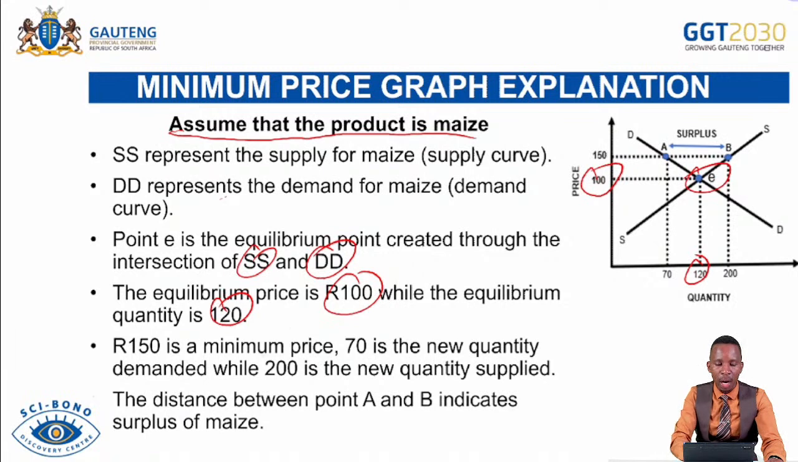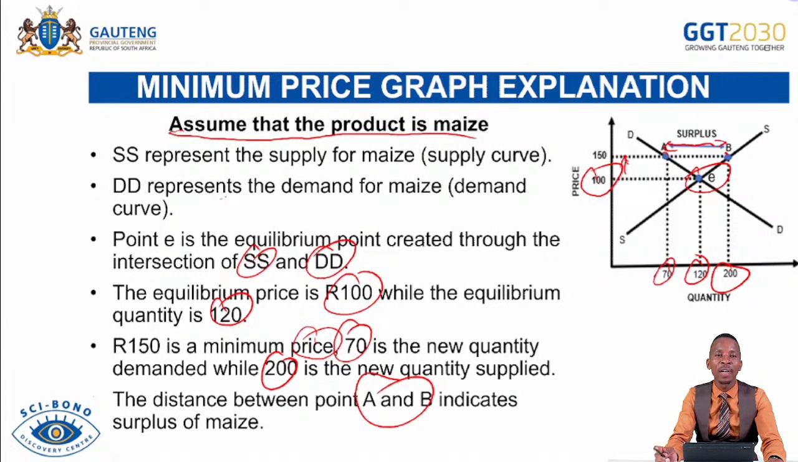And then 150 is the minimum price, which results in 70 units demanded by consumers because the price is relatively higher, meaning people are not affording more of this particular product. And then the distance between point A and point B indicates the surplus of maize, meaning the maize is oversupplied here because the quantity supplied for maize increases to 200 units, which is here, while the quantity demanded is only at 70.